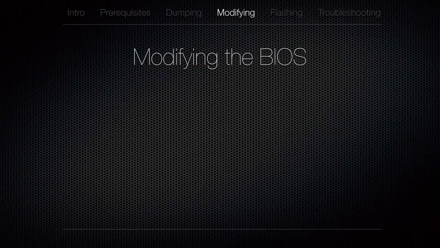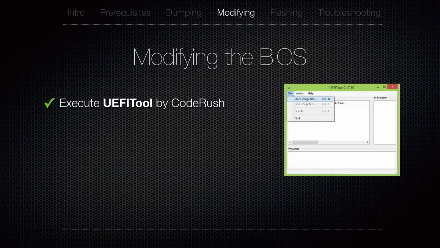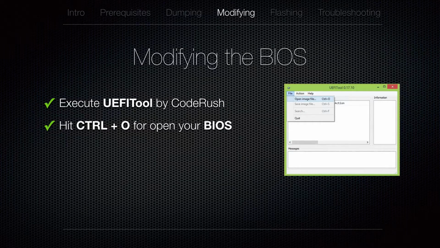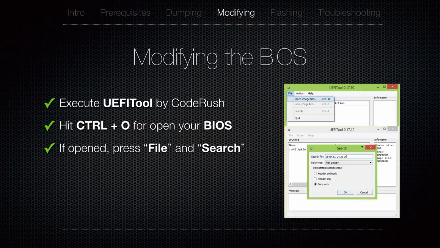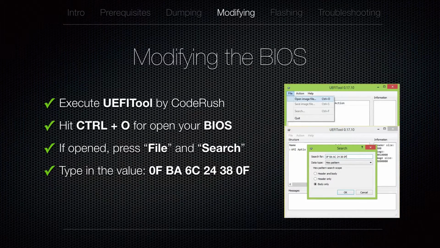After dumping the current BIOS of your system, we have to modify it. To do that, please follow these steps. First, you have to execute UEFI Tool by CodeRush. Now click on File and open your BIOS file which you dumped before this step. If opened, click on File and Search. Now type in the hex value which is shown on the left-hand side. After that, select hex pattern as data type and hit OK.